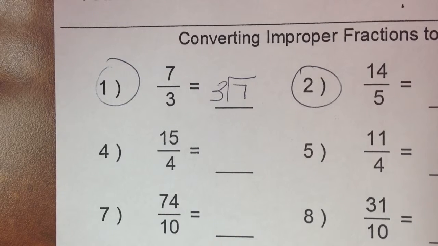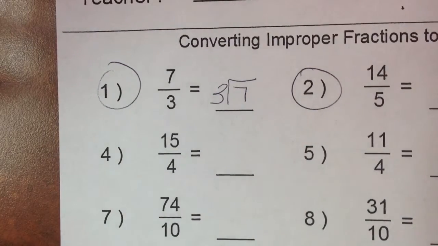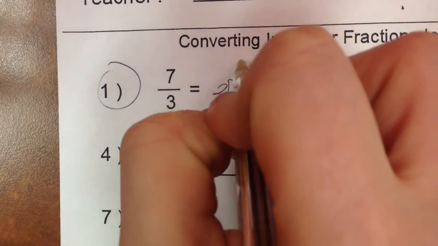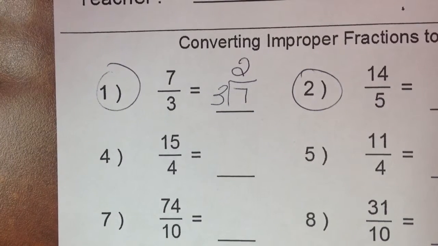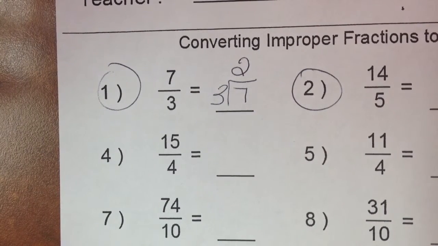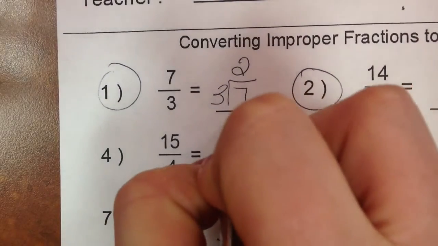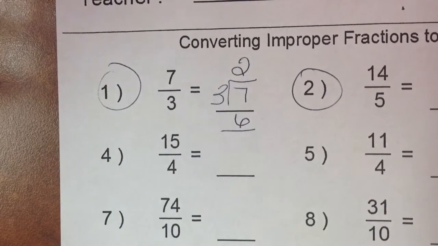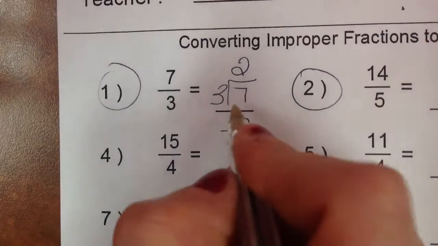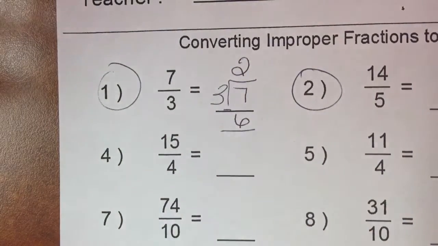Okay, so now we have to ask ourselves, how many times does 3 go into 7? 2 times. So now we have to ask ourselves, what is 3 times 2? 6. Then we have to draw out our line. So now we have to subtract the 7 from the 6. What is 7 minus 6?